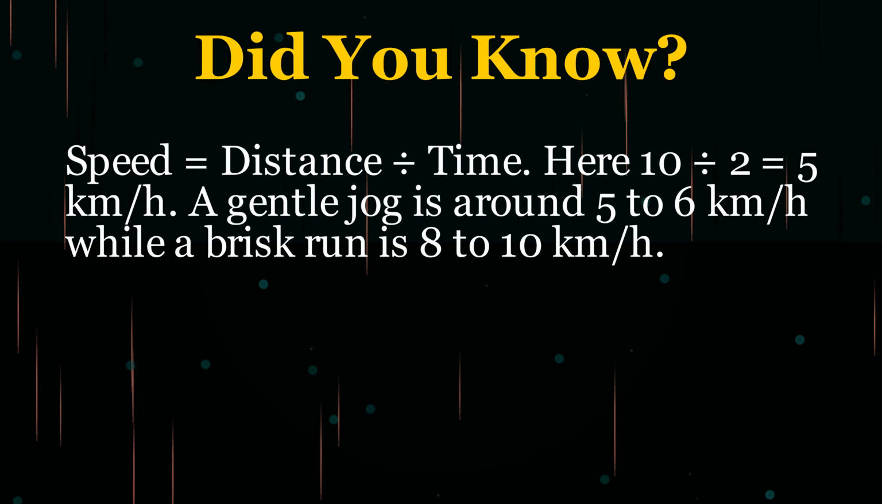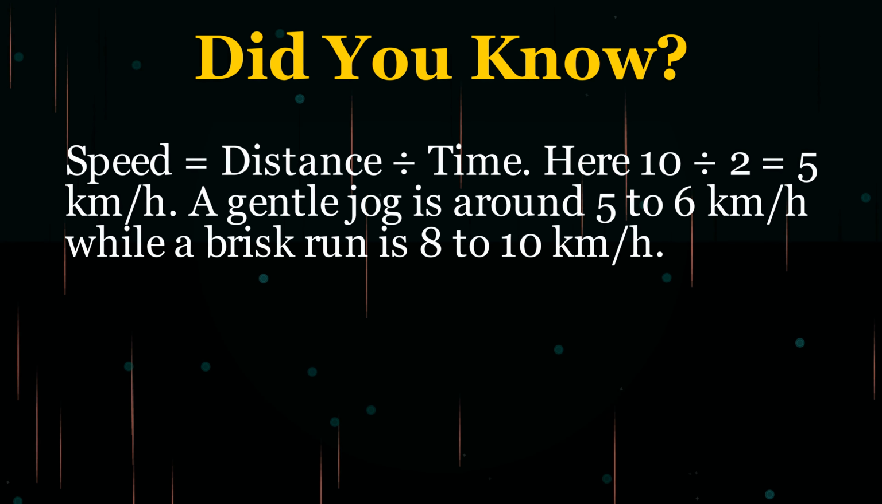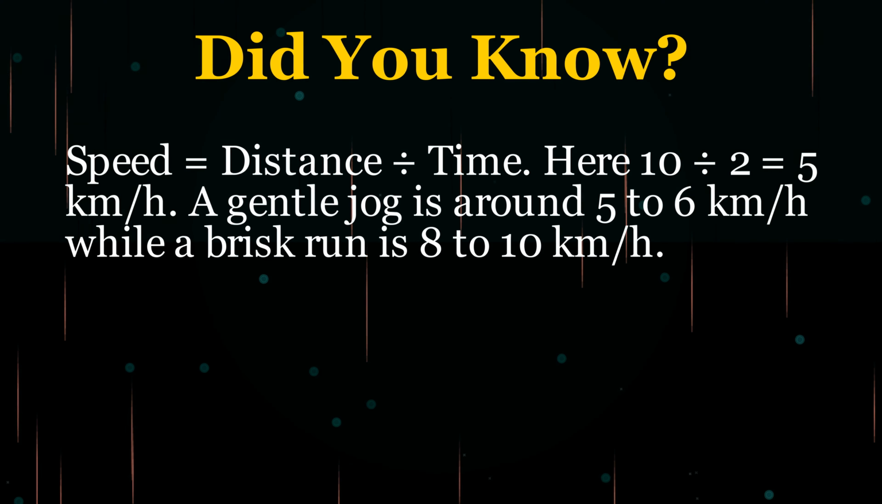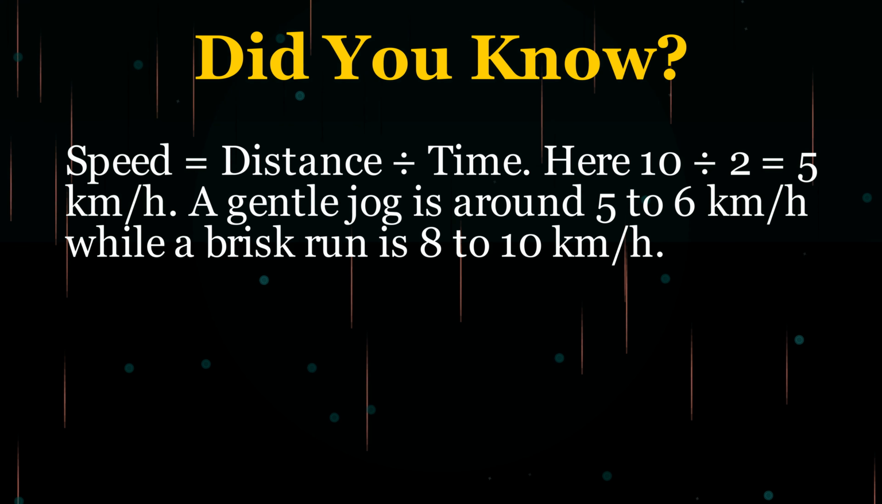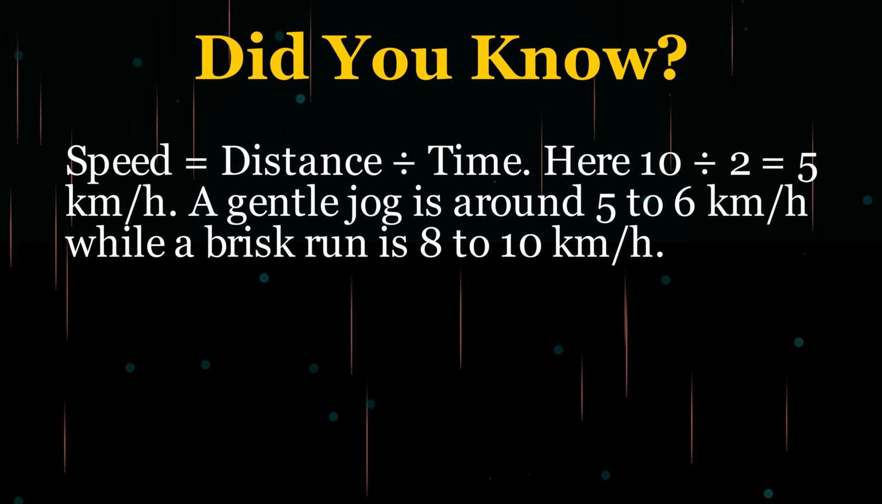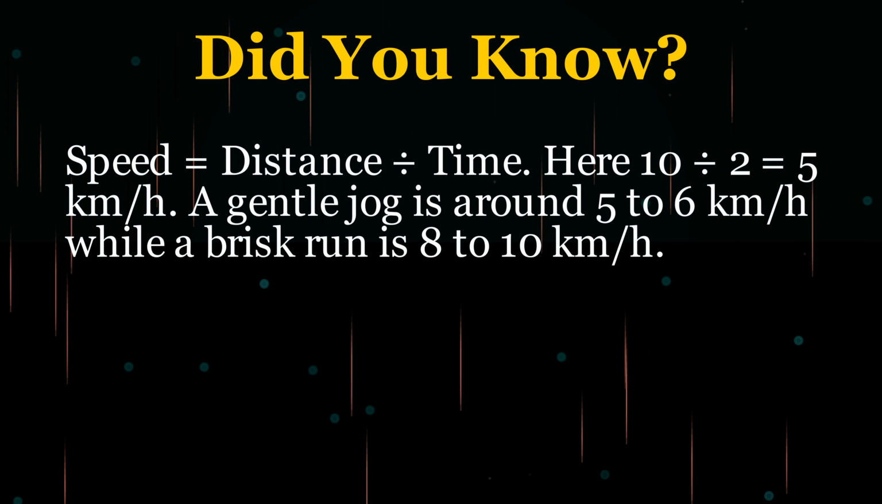Here's something cool, speed equals distance divided by time. Here 10 divided by 2 equals 5 kilometers per hour. A gentle jog is around 5 to 6 kilometers per hour while a brisk run is 8 to 10 kilometers per hour.